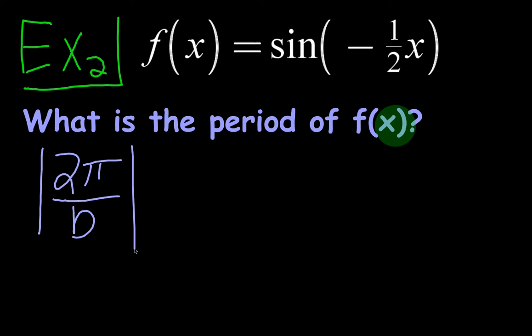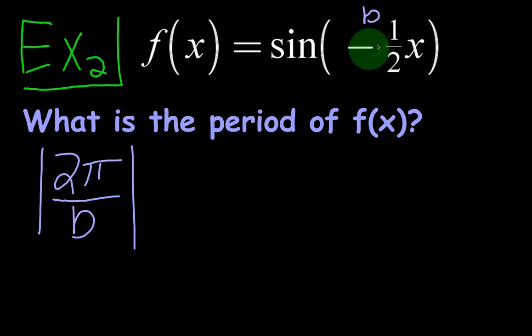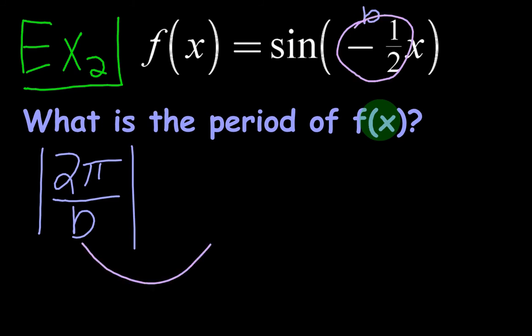Again, it's very quick to find the b value. It's the number in front of x. So in this case, the b value is going to be negative 1/2. In fact, I can just circle it. It's very easy to identify. So I'm going to be replacing the b in my formula with negative 1/2.